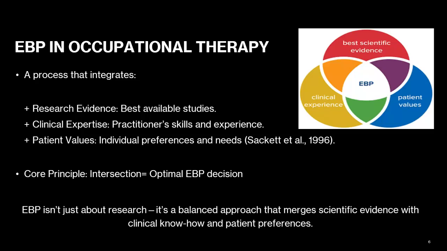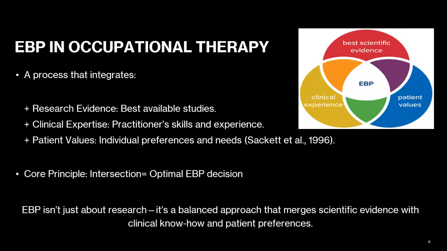Evidence-based practice in occupational therapy is a process that integrates three key constructs, that is research evidence, clinical practice, and patient values. The diagram above shows the description. So we have the best scientific evidence, clinical experience, and then patient values. The integration of these three forms what we call evidence-based practice, and it's important for optimal clinical decision making.